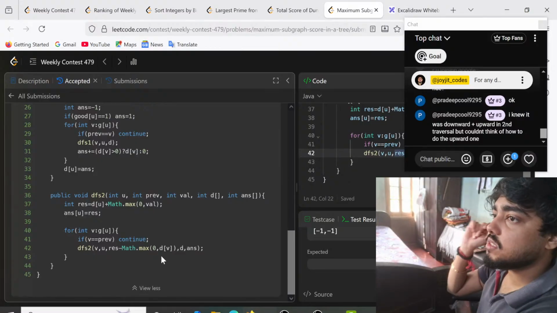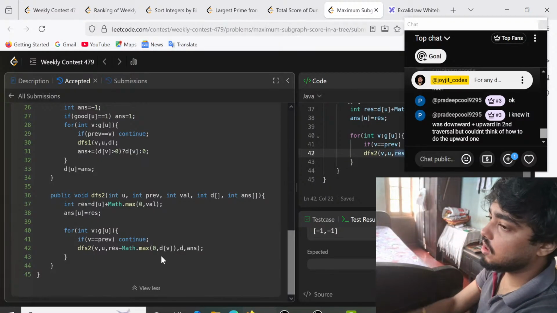I knew it was downward plus upward in second traversal, but couldn't think of how to do the upward one. Yeah, great.